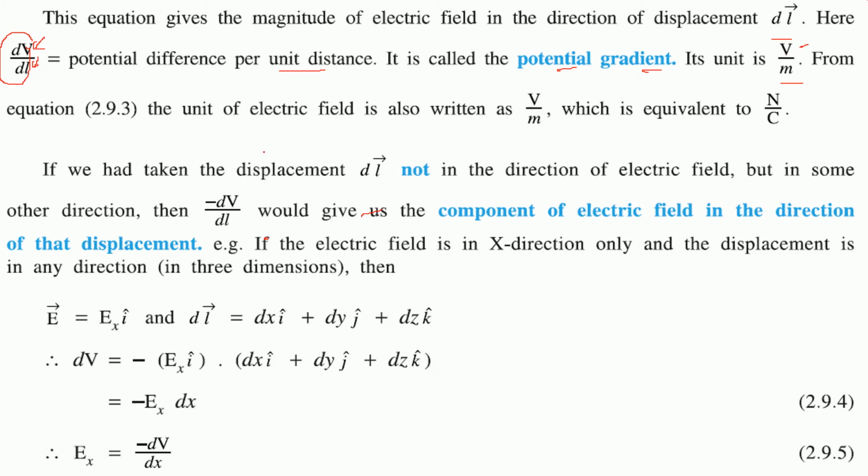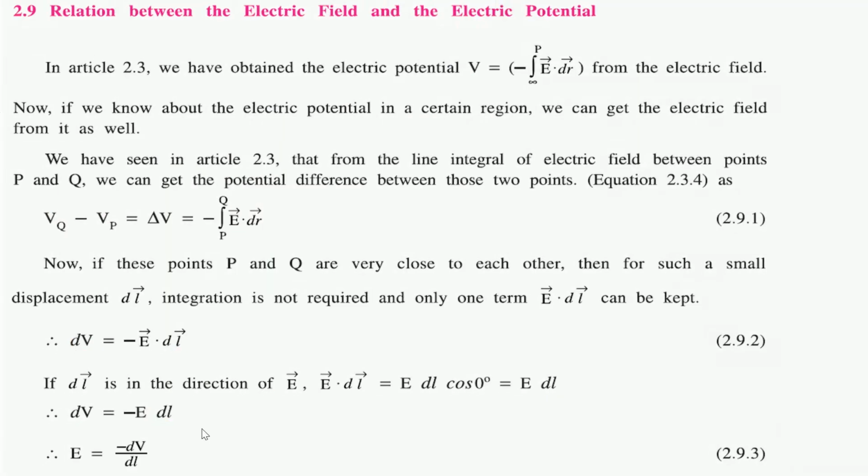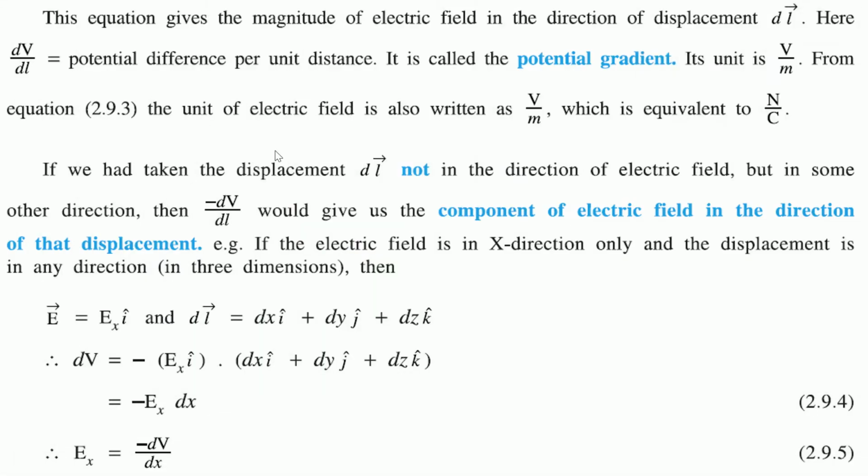And as we have just seen in the previous discussions and expressions, because E is minus dV by dl, the unit of electric field is also V by m, which is equivalent to Newton per Coulomb. So if we have taken the displacement dl not in the direction of electric field, but in some other direction, then this minus dV by dl will give us the component of electric field in the direction of displacement.